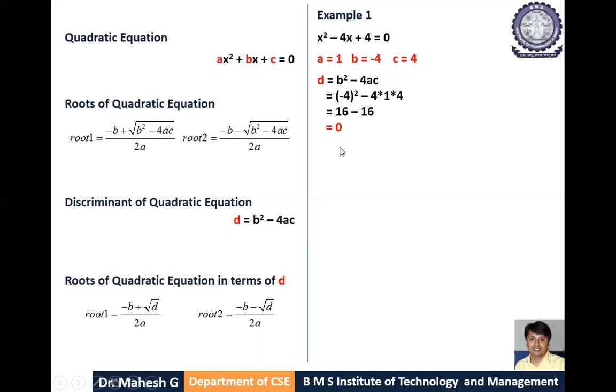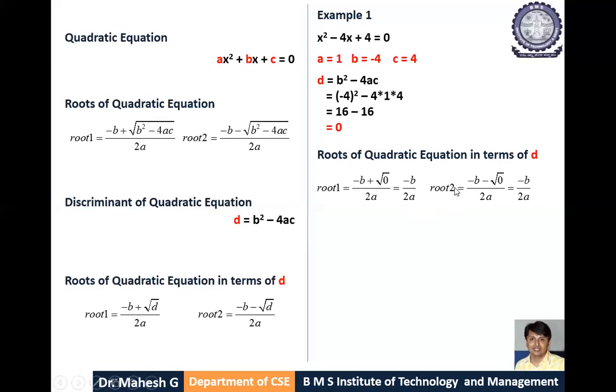The roots of the quadratic equation expressed in terms of d are given by root 1 = (-b + √d) divided by 2a, where √d is 0, which is -b by 2a. Similarly, root 2 = (-b - √d) divided by 2a, which is again -b by 2a. If we observe both of these roots, root 1 and root 2, they are equal.